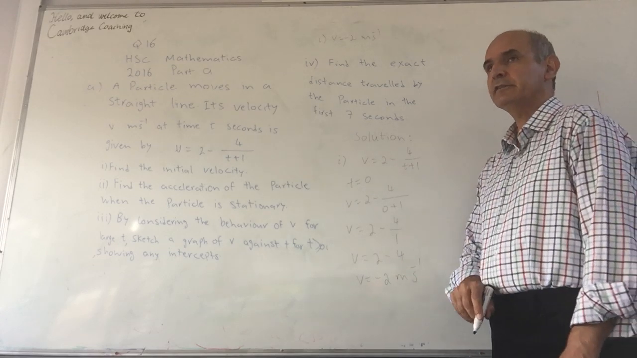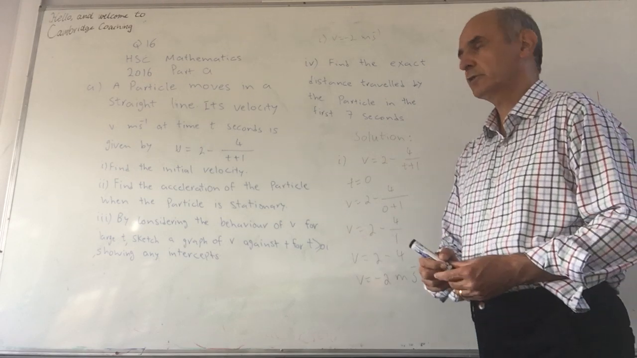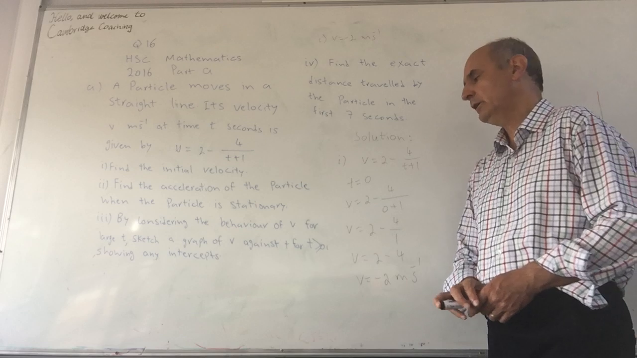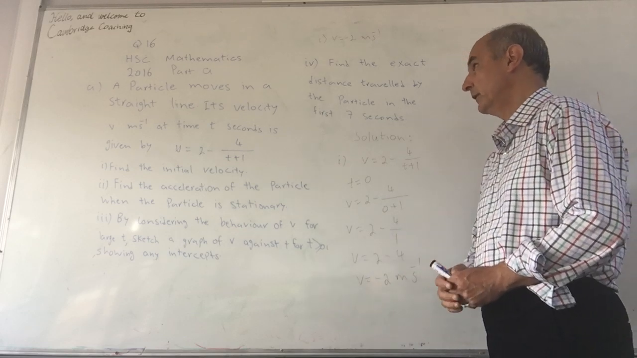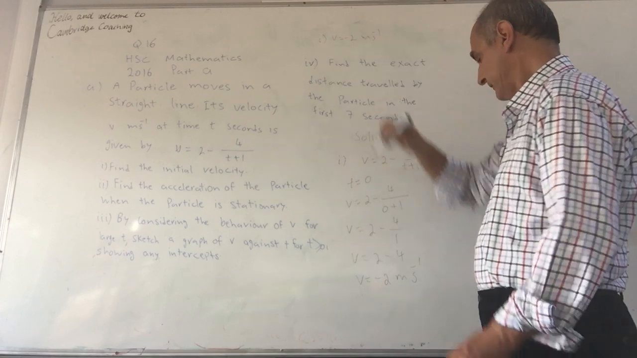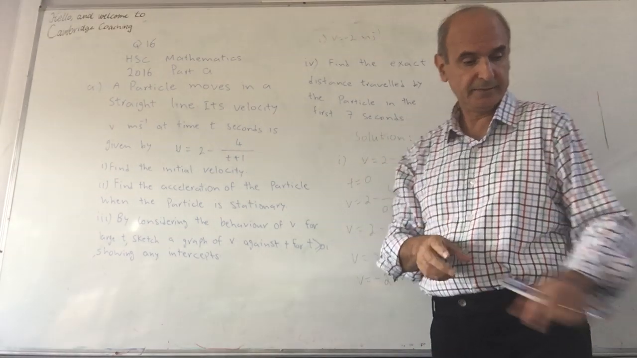So a negative velocity means that the object or the particle is moving to the left. So initially the particle moves to the left. Okay, I've got this answer here in case we need that.